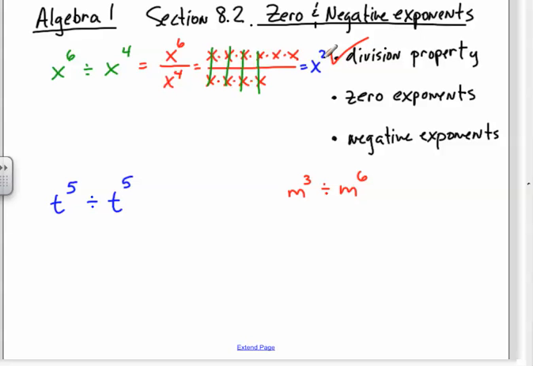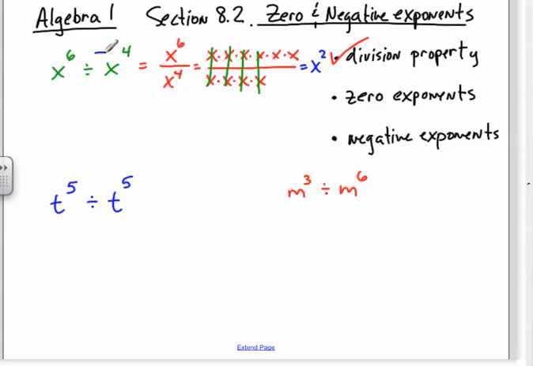We get this rule: since these cancel out, I'm always going to be left with 6 minus 4, or 2, on the top. The top had more than the bottom. How many more? 2 more. All I have to do is subtract to figure it out. 6 minus 4 gives me 2 left over. So that's the division property of exponents. If two powers have the same base and we're dividing, we just subtract their exponents to simplify it, and we get x squared.